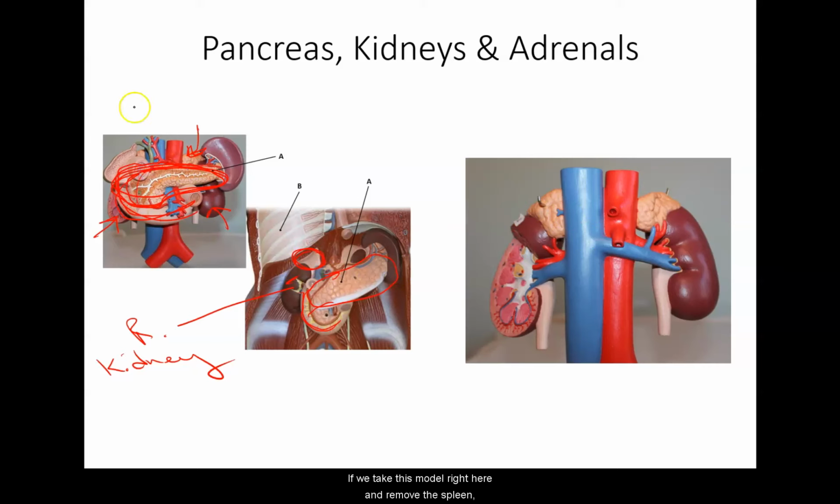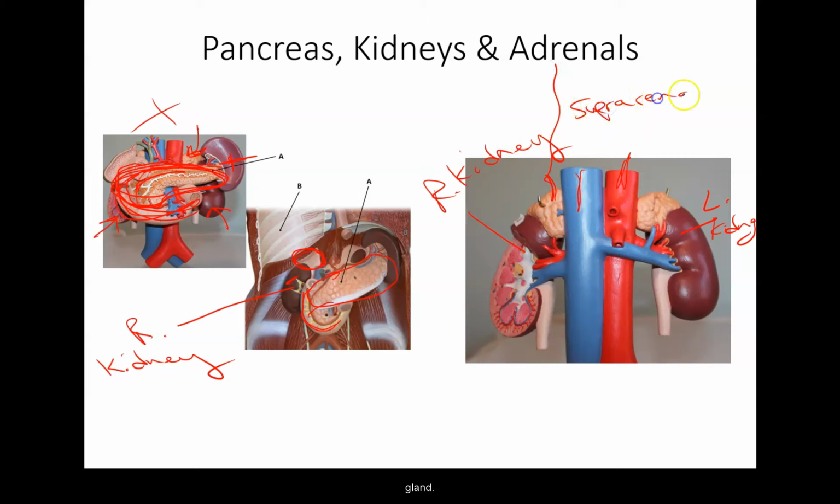If we take this model right here and remove the spleen, the pancreas, and that duodenum, what we see is our inferior vena cava, our descending aorta, and then attached to that, we see over here the left kidney. We see over here the right kidney. And then sitting on top of that right kidney would be my right adrenal or my right suprarenal gland. And sitting on top of my left kidney right here would be my left adrenal or left suprarenal gland.